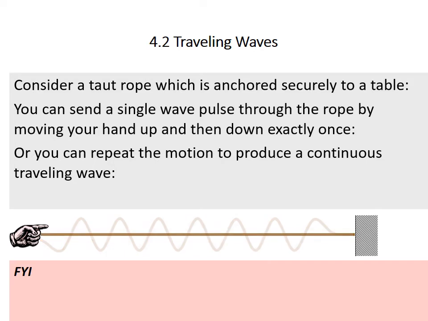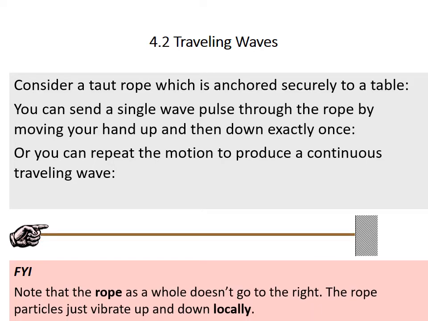As we're moving up and down, you can see that those waves travel from left to right, but note that the rope itself doesn't travel to the right. It's only the particles making up the rope. They are temporarily displaced up and down while this pulse travels to the right.